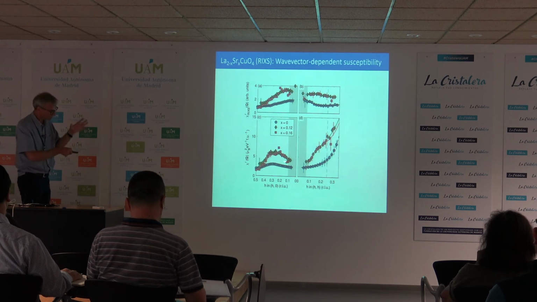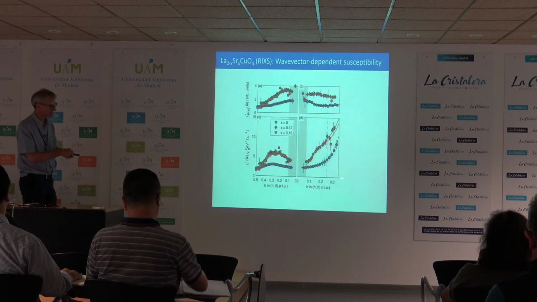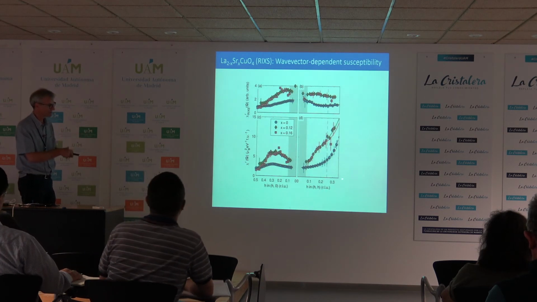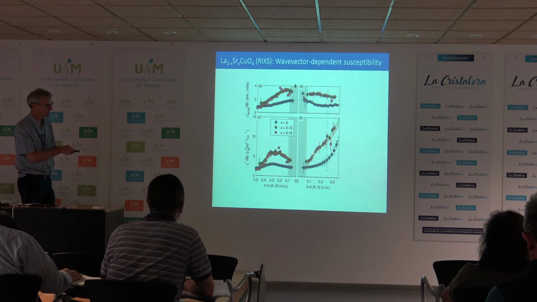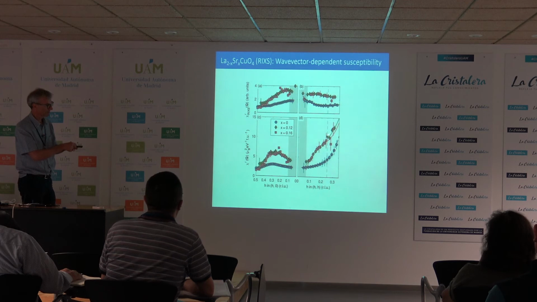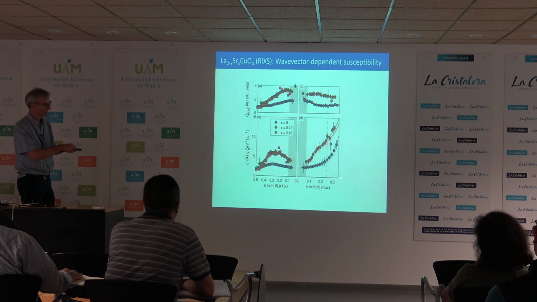from the RIXS. This is very hard to do with neutrons because we don't have the data up to such high energies with neutrons. But the disadvantage with RIXS, of course, is that because of the energy of the photons we use, we can't get to the pi position. But what you can see is that the wave vector dependent susceptibility is increasing through the antiferromagnetic zone boundary, towards the pi position here. So most of the strong part of the response is going to be where the neutrons measure.